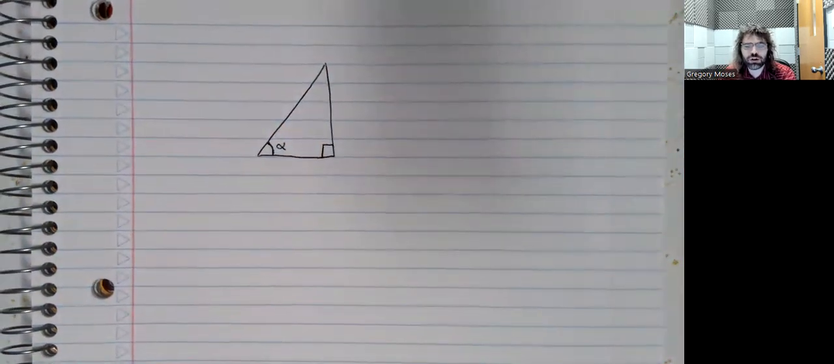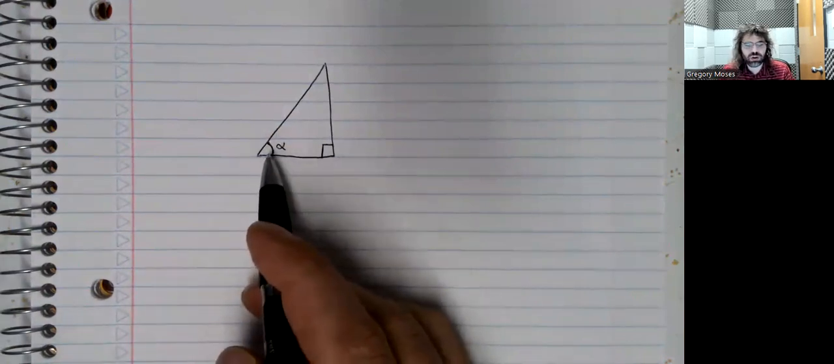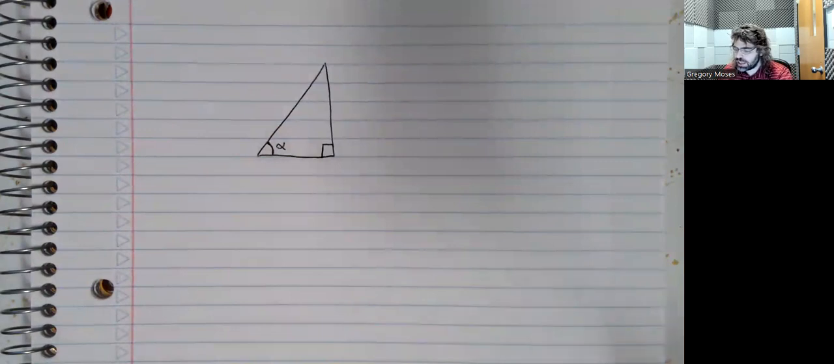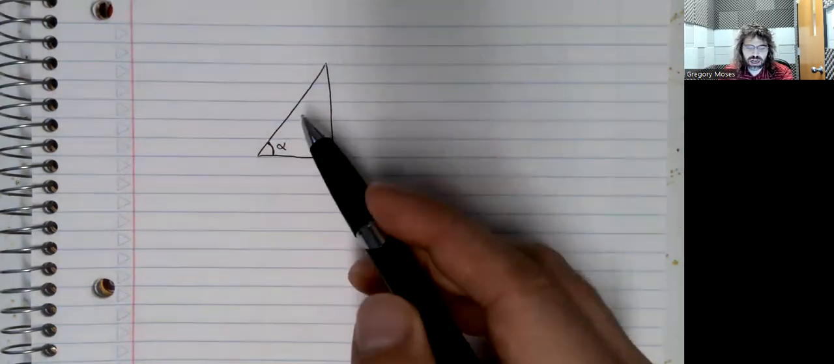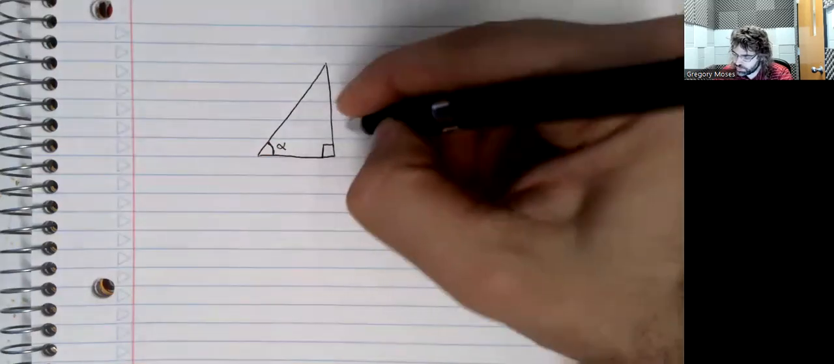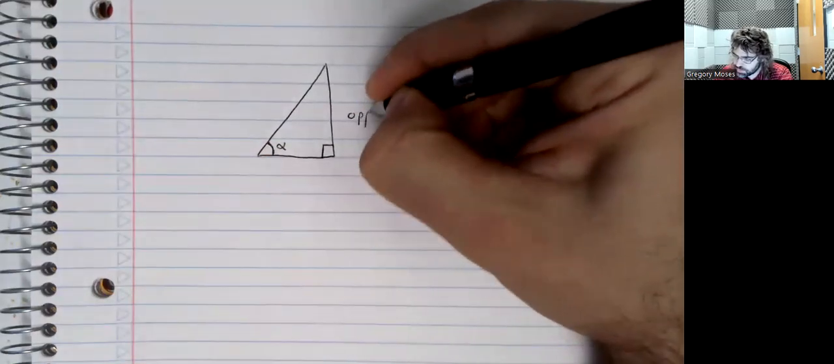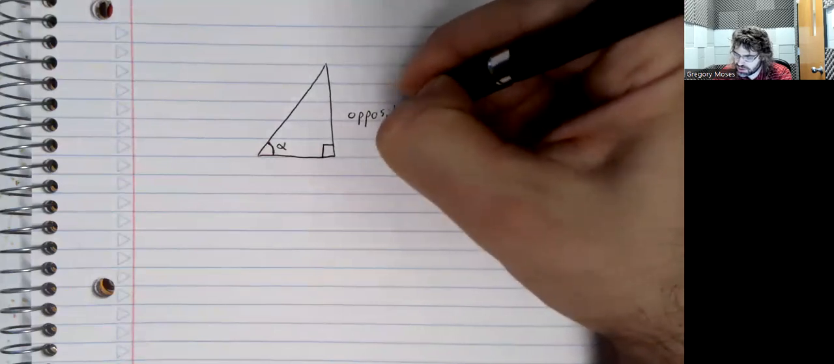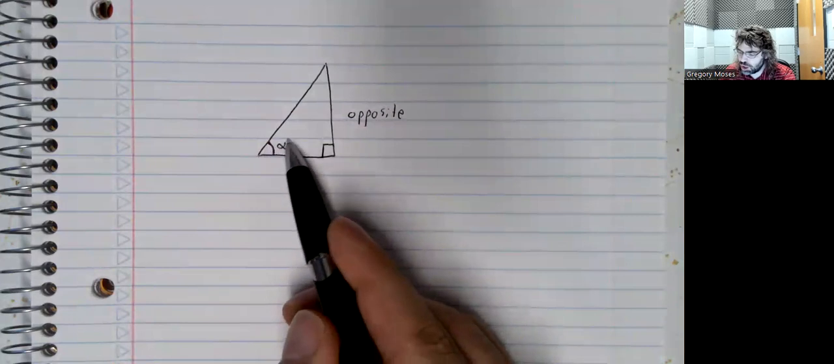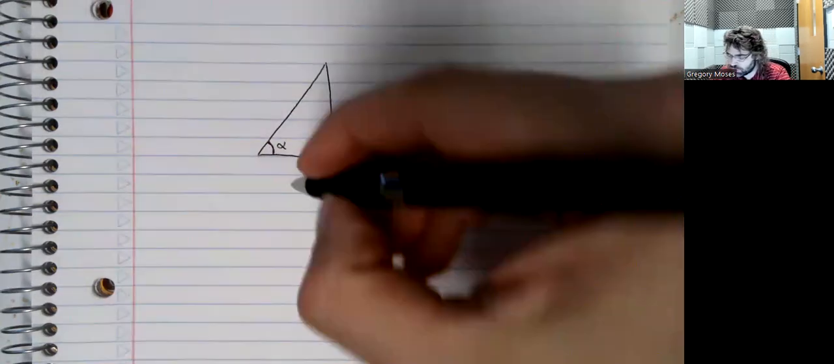So we've got a right triangle, and then we've got some angle other than the right angle. Let me pick this angle here. And traditionally, angles are written with lowercase Greek letters. So let's call this angle alpha. And now we're going to name the sides of this triangle. This side is going to be called the opposite side because it's opposite this angle.